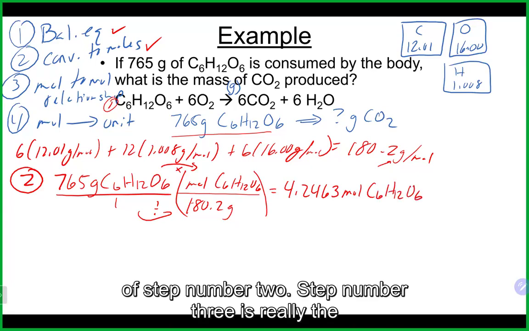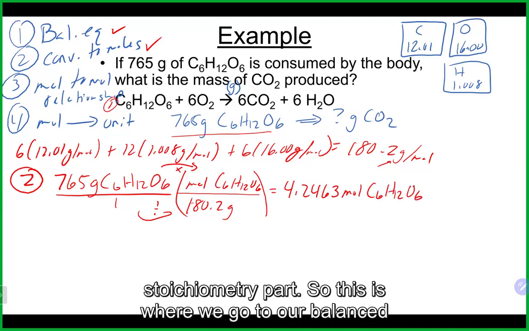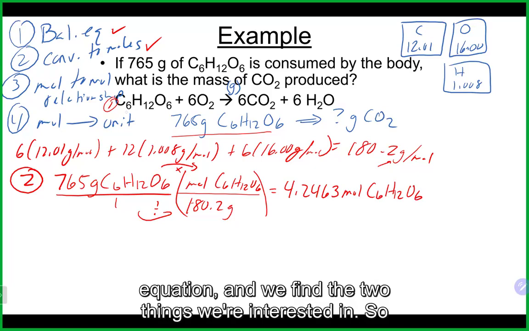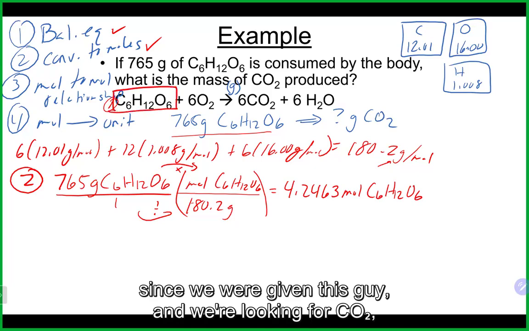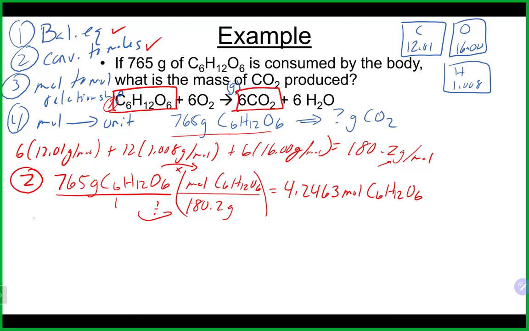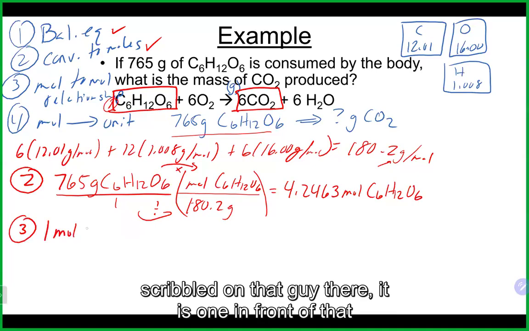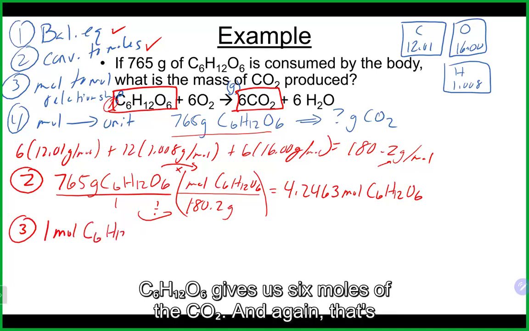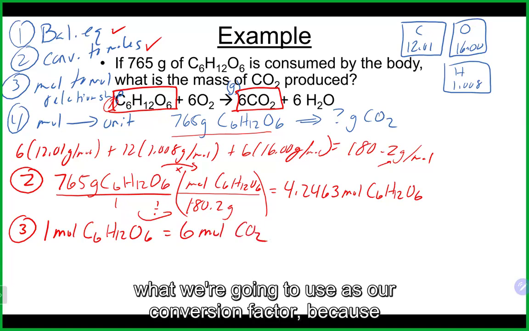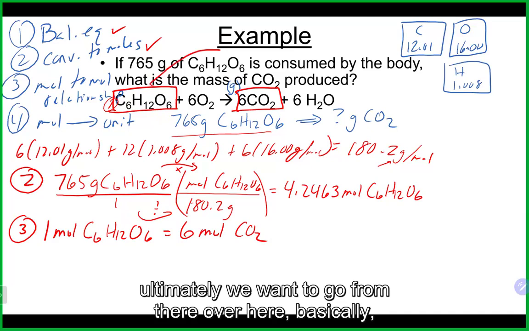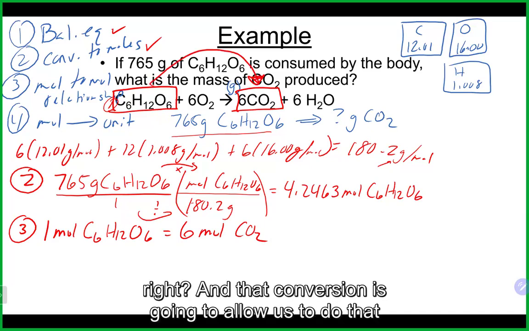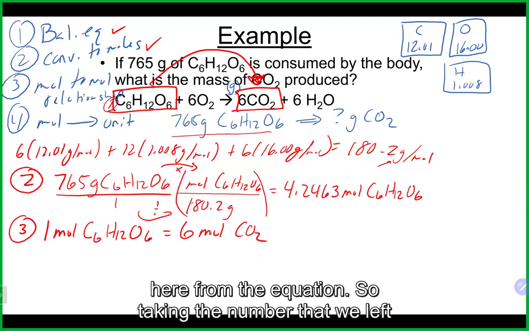That will take care of step number 2. Step number 3 is really the stoichiometry part. This is where we go to our balanced equation and find the 2 things we're interested in. Since we were given this one and we're looking for CO2, those would definitely be the 2 things we're interested in. This is going to be just the coefficients. Although I scribbled on that one, it is 1 in front of C6H12O6, which gives us 6 moles of CO2. That's what we're going to use as our conversion factor, because ultimately we want to go from there over here, and that conversion from the equation is going to allow us to do that.